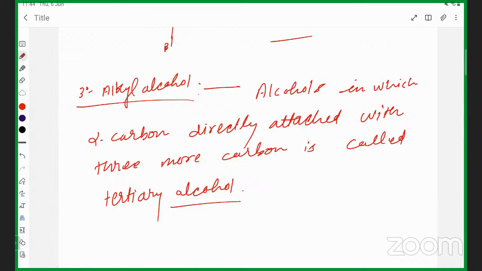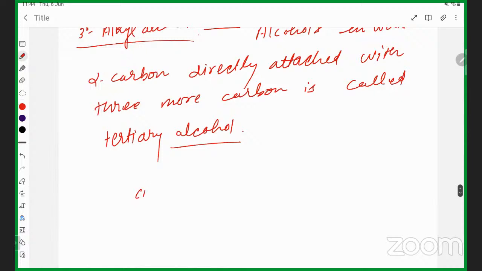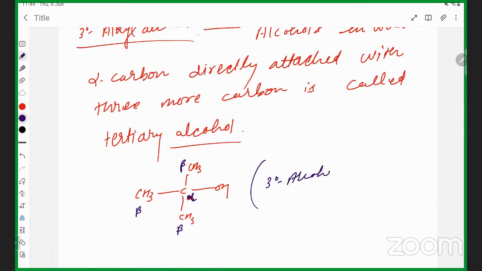If I make the structure of 3 degree alcohol, we can write like that: CH3, CH3, and CH3, and this is the OH. This is the alpha carbon, yes or no? Yes. Why is this called alpha carbon? Because it is directly attached with the functional group. Now how many beta carbon are there? 3 beta carbon. So that is 3 degree alcohol. Can you understand this? Understood.